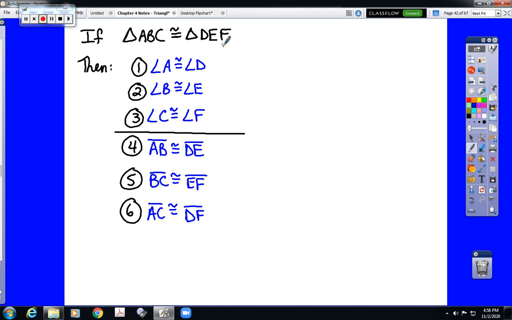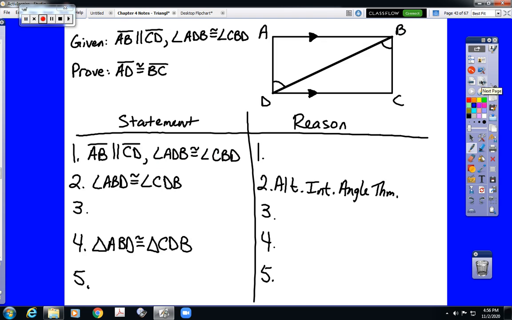Now, how would that come up in a proof? Thanks for asking. So here is an example of a corresponding parts postulate proof. Now, how do we tell this is a CPCTC proof? Well, pretty simply, in all of the other proofs we've done in this section, what we've been asked to prove is that 2 triangles are congruent. Here, instead of being asked to prove that 2 triangles are congruent, we're being asked to prove that one of the 6 sets of parts of 2 triangles are congruent. We're being asked to prove that AD is congruent to BC.